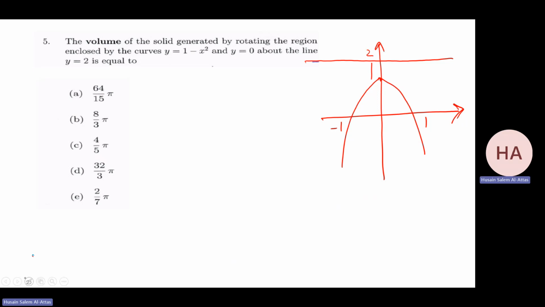So for sure, I will do the strip or the line this way, perpendicular to the axis of revolution. This is my axis of revolution. Okay. So I'm talking about this, and this is my axis of revolution. So what will it be? You have r of x, which should be what?